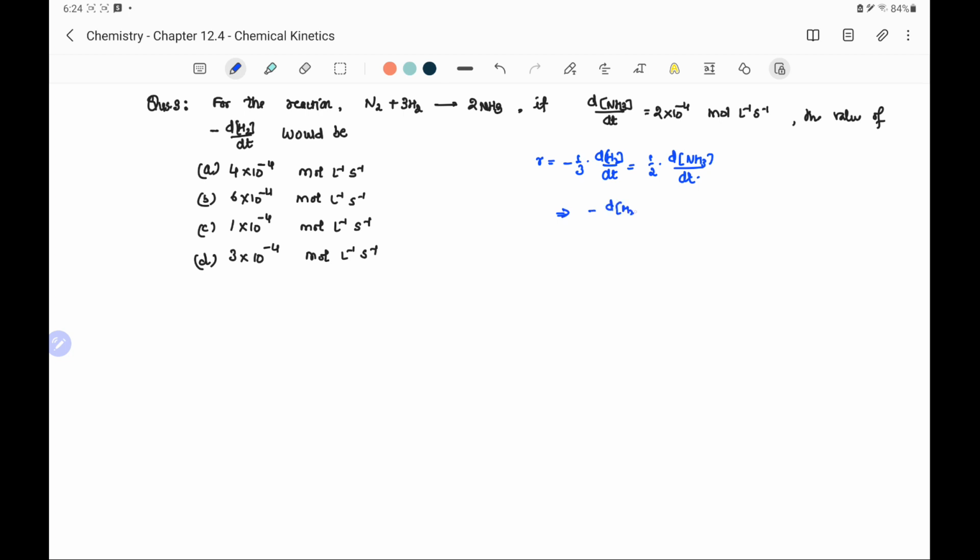We have to find the minus dH2 by dt. So it will be equal to 3 by 2 into rate of change of concentration of ammonia NH3, and rate of change of concentration of ammonia is given as 2 into 10 power minus 4 mole per liter per second. So rate of disappearance of the hydrogen will be equal to 3 by 2 into 2 into 10 power minus 4. 2 and 2 get cancelled, so it is 3 into 10 power minus 4 mole per liter per second. Hence option D is the correct option.